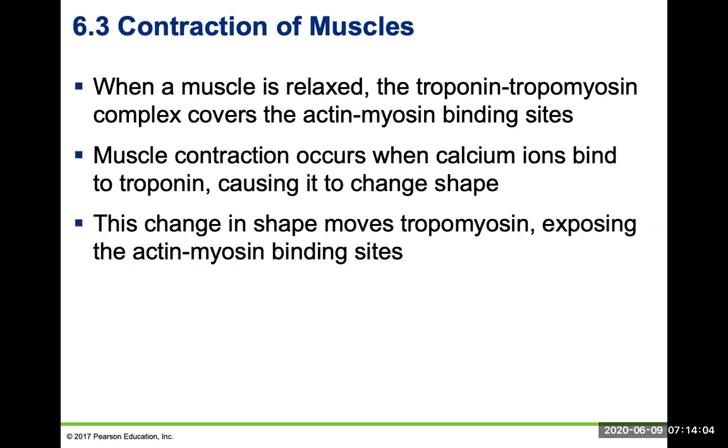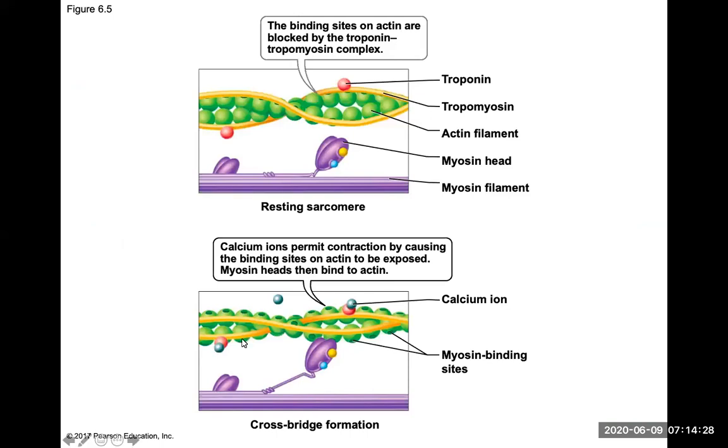When a muscle is relaxed, the troponin tropomyosin complex covers the actin myosin binding sites, so they're unable to connect to each other. But muscle contraction occurs when calcium ions bind to troponin, allowing those binding sites to become exposed so that actin and myosin can come together and form a cross bridge and then contract and shorten the muscle.